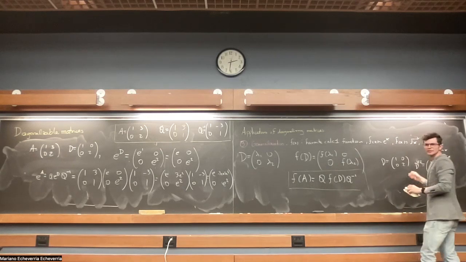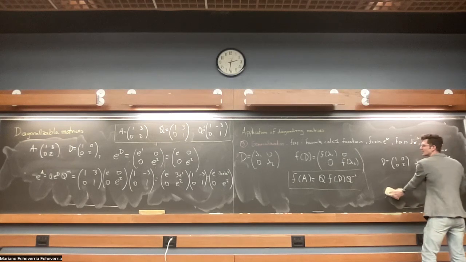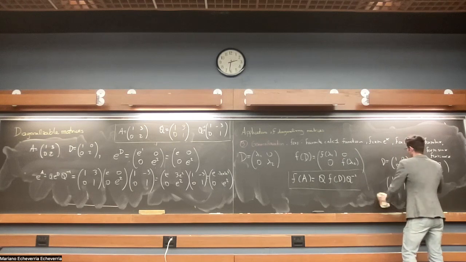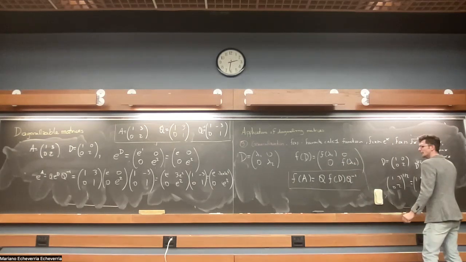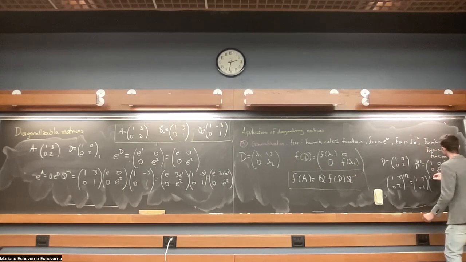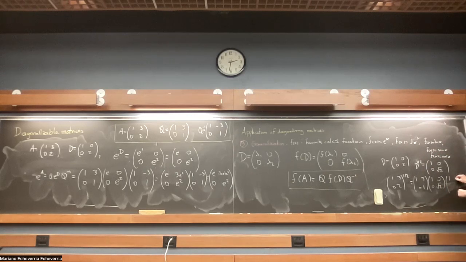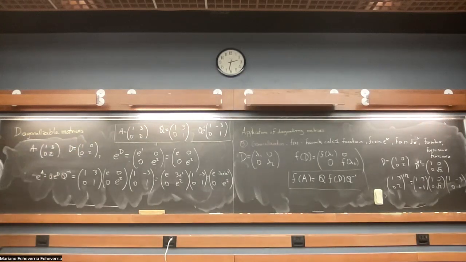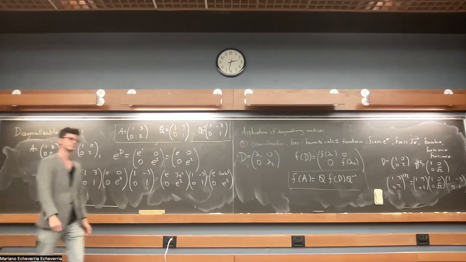So let me write it like this. More common notation for the square root in this context. You would write A to the 1/2 is Q times the square root of this, 10, 0, 0, square root of 2, times Q inverse. That makes sense? And then you just do the product, and whatever that is, that's the square root of that matrix. That makes sense?